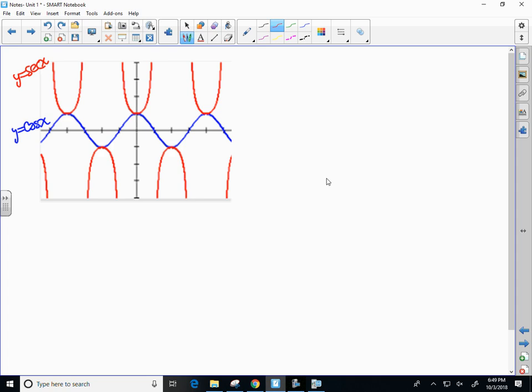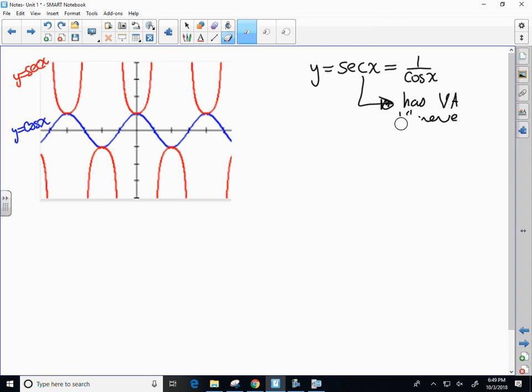So anyway, since secant, y equals secant of x, is equal to 1 over cosine of x, secant is going to have a vertical asymptote wherever, you know what, I don't even know why I tried writing it like that. Anywhere cosine of x is equal to 0.